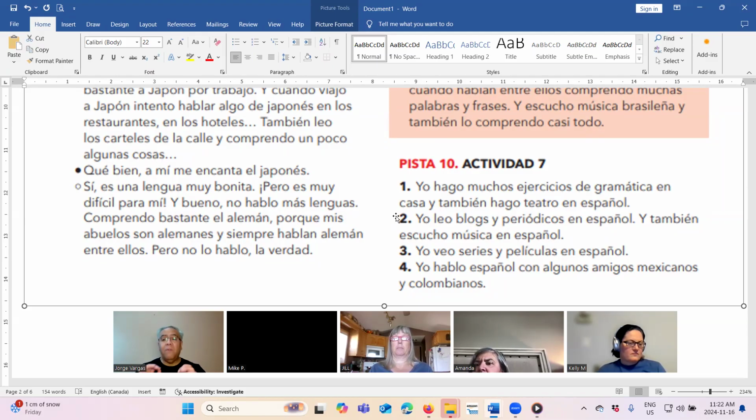Okay, very good translation. Just one little thing. When you're saying hago teatro, it's not going to the movies. Remember, in this case, we made the difference between teatro and cine. Right, okay. So that is the difference. So in this case, it's theater, right?